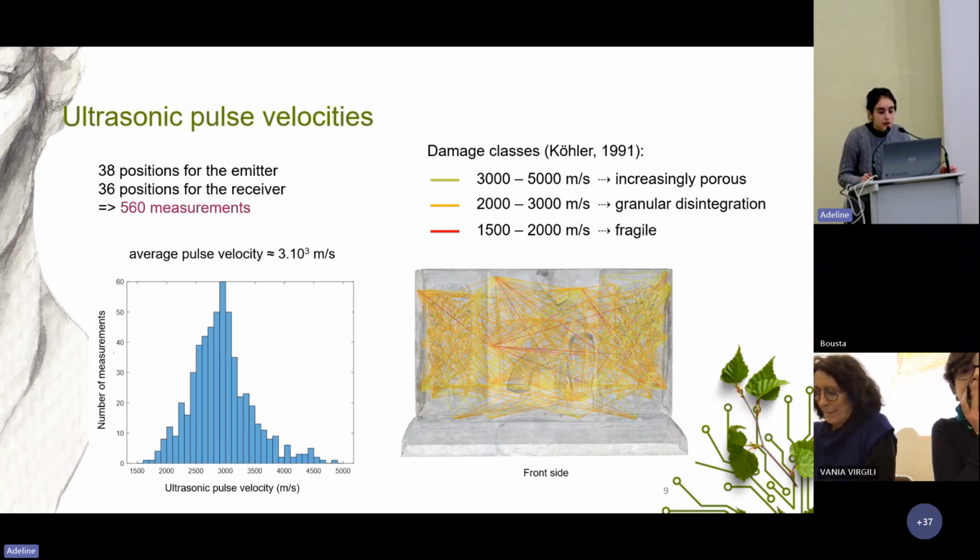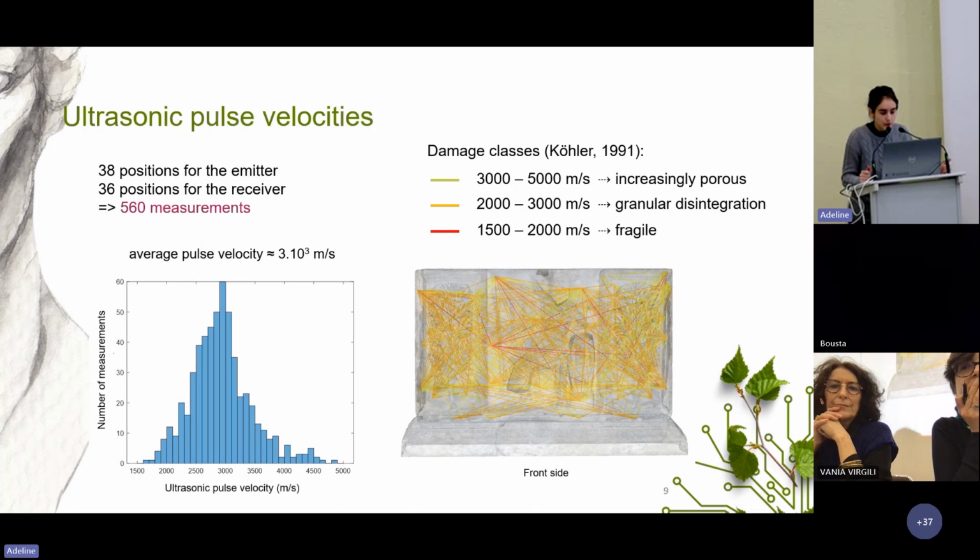Each emitter and receiver are linked with a colored line. The color depends on the value of pulse velocity that was measured between them. And they are divided in 3 categories based on the damage classes that were defined in the 90s for marble.